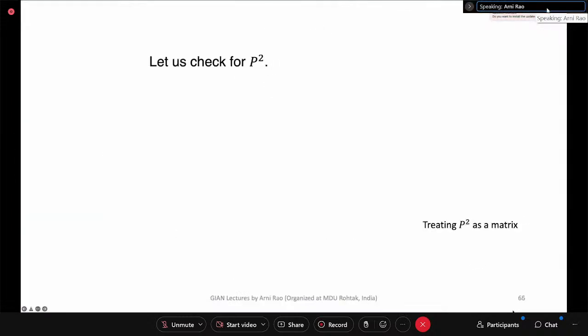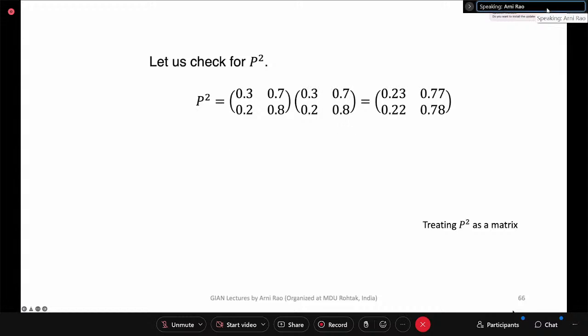We will compute P square. So let us check for P square. We all know matrix multiplication, P into P. I just computed it to save time, and you can also verify yourself. P square is P into P, where P is a transition matrix. In P square also, the row sums are 1, so P square is also a stochastic matrix because the row sums are 1.